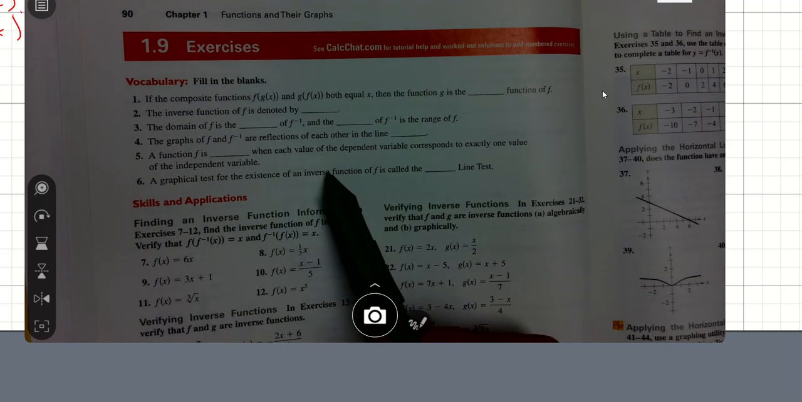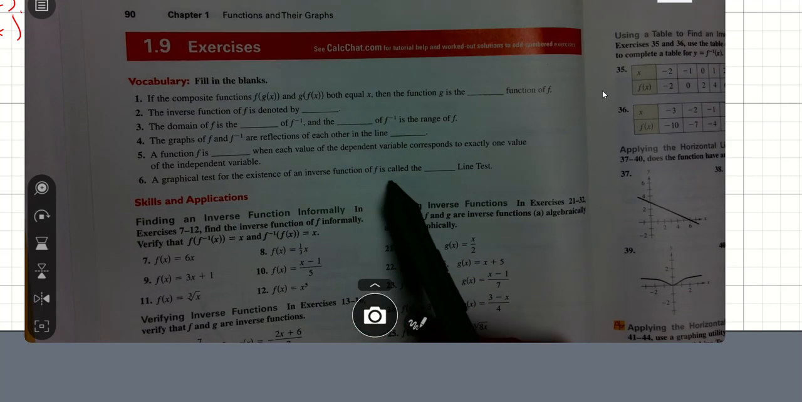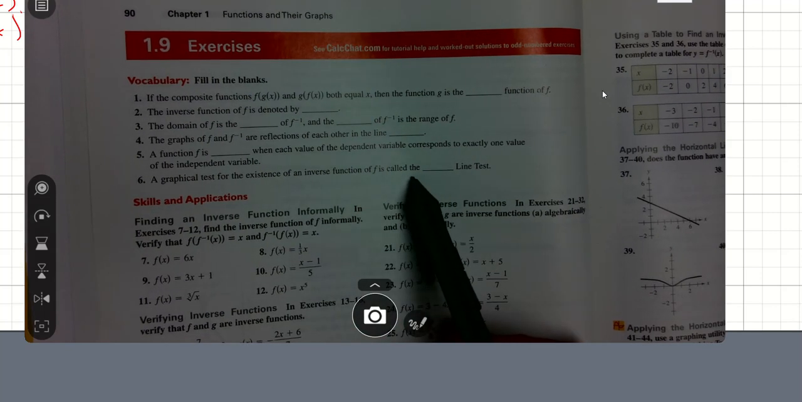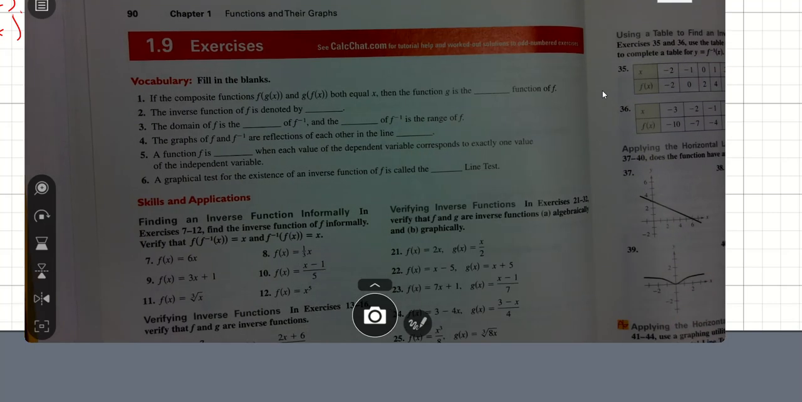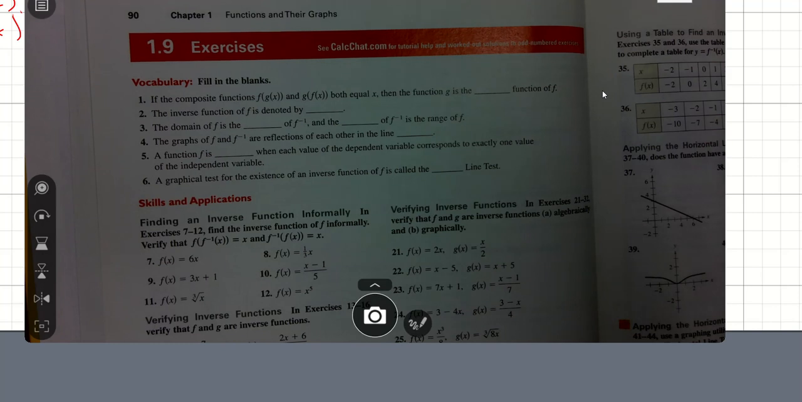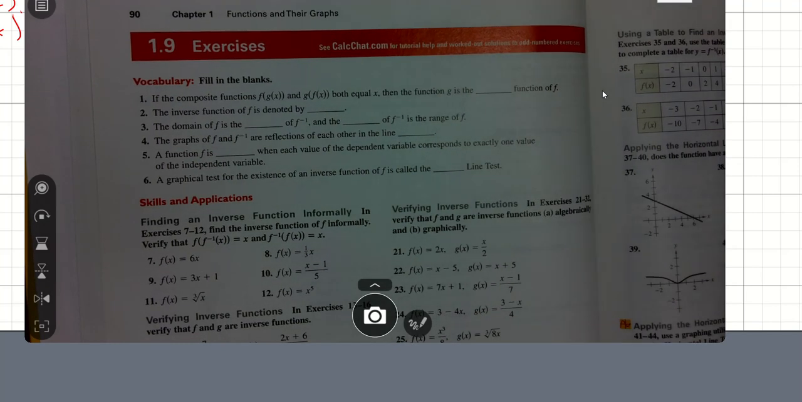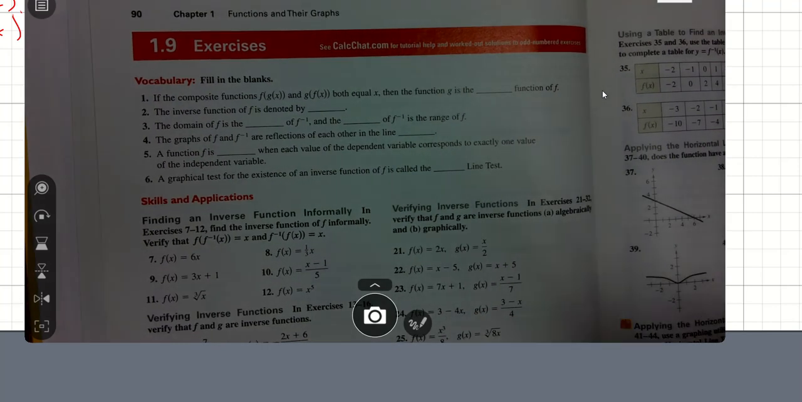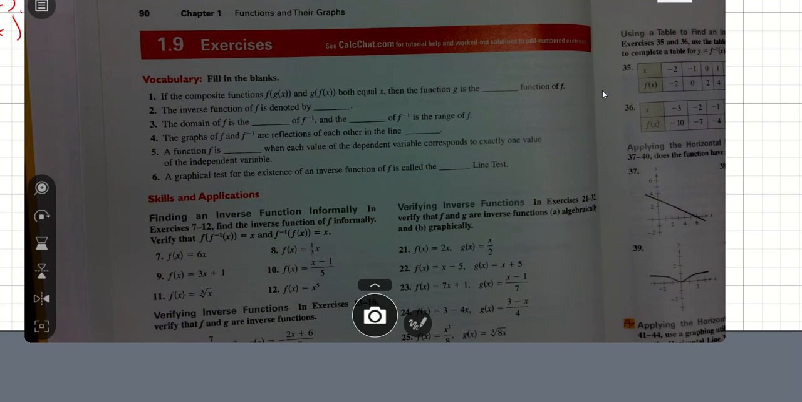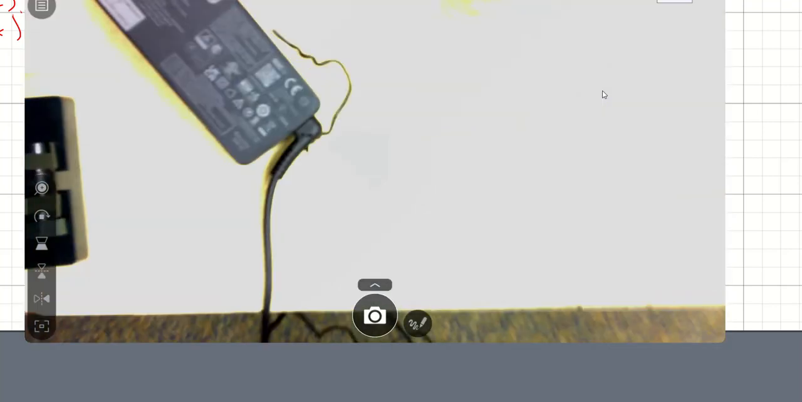And a graphical test for the existence of an inverse function of f is called the... Did you say vertical? That's super easy. Vertical is the test to see if it's a function. What if you want to test if it has an inverse function? Horizontal, HLT. Cool. I'm not going to make you guys write the vocab. All right. So I'll give this back. We just cut out 6 problems and saved ourselves, hopefully, a little bit of time.